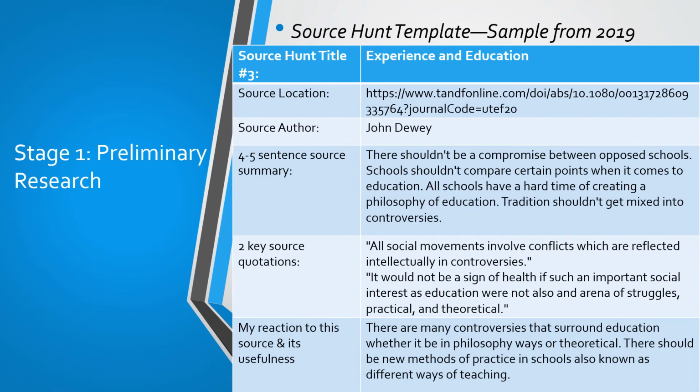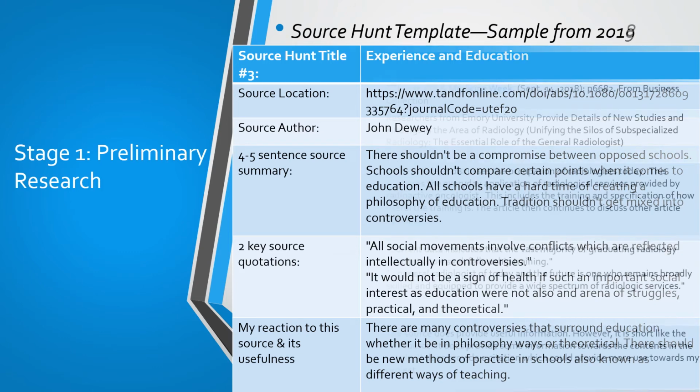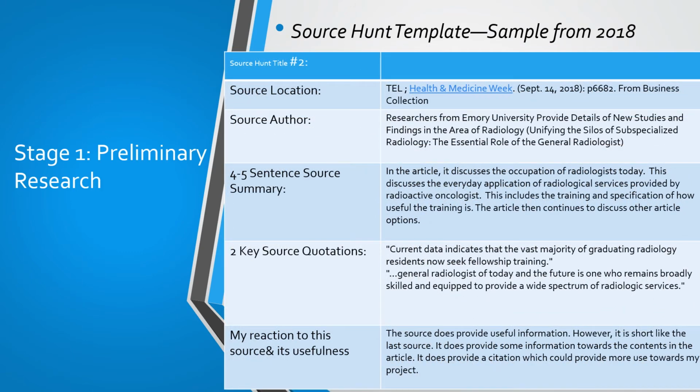They found an online journal. We have a source author. They summarize it. They have 2 key quotations. So that forces them to choose things that are important. Then they used to have a couple sentences commentary on it. Again, this is my template. You could change it for your needs. Something I find that works well.